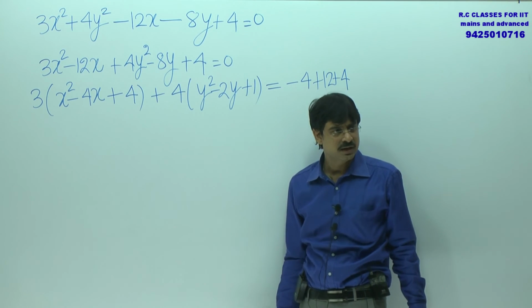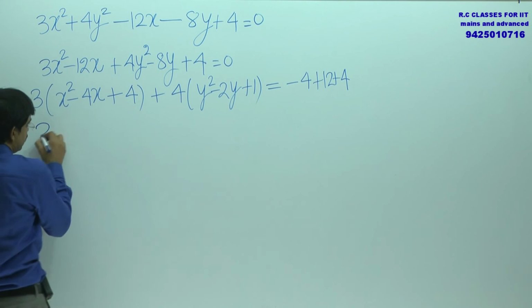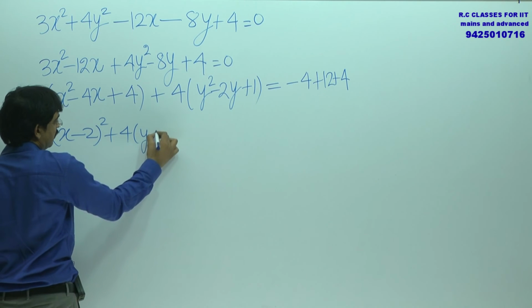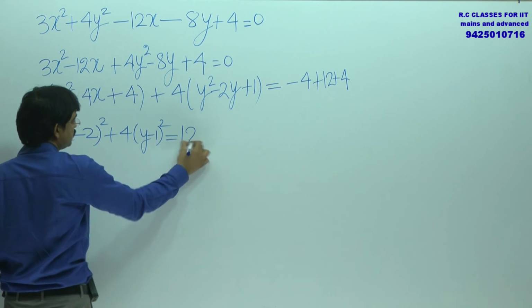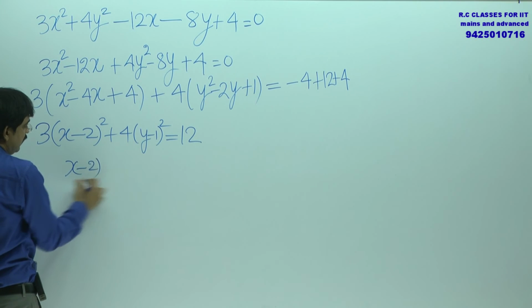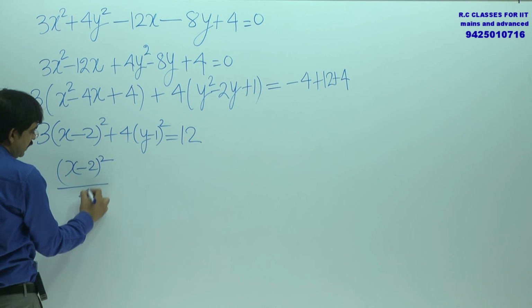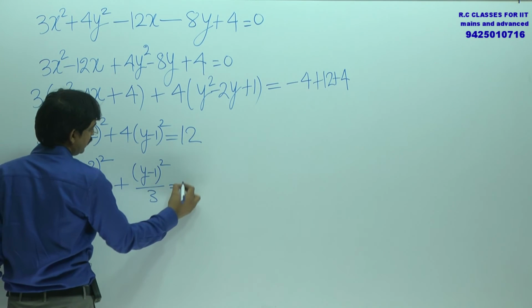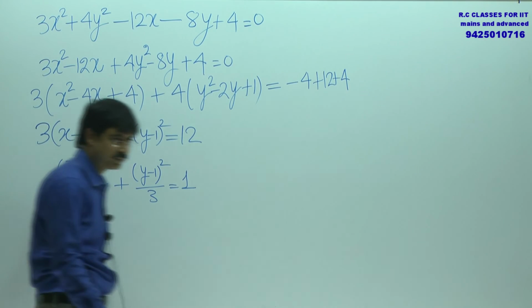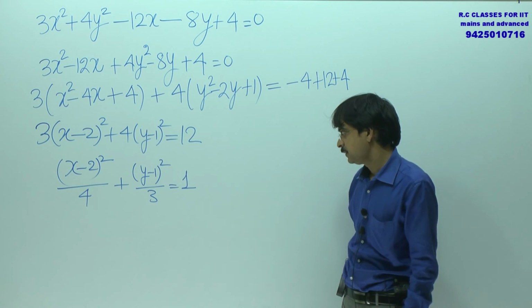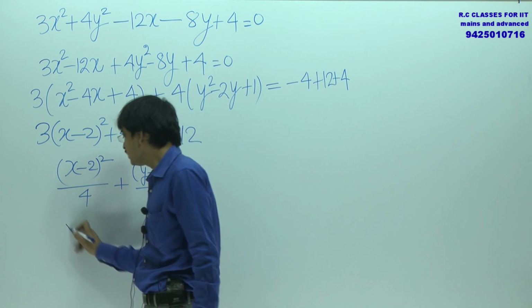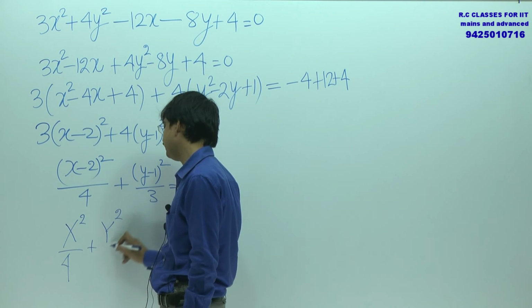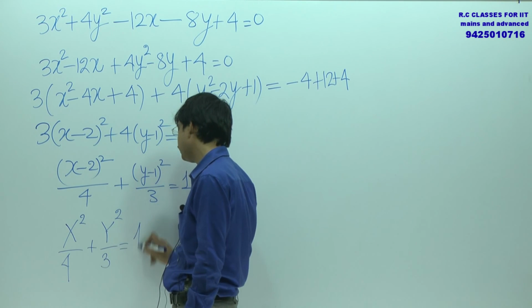चेक करिए सभी लोग ऐसे ही प्रोसीड कर रहे हैं. इट इज 3 टाइम्स x माइनस 2 होल स्क्वायर प्लस 4 टाइम्स y माइनस 1 होल स्क्वायर इक्वल्स टू 12, और यू कैन से x माइनस 2 होल स्क्वायर डिवाइडेड बाय 4 प्लस y माइनस 1 होल स्क्वायर डिवाइडेड बाय 3 इक्वल्स टू 1. ठीक, x माइनस 2 इज कैपिटल X, y माइनस 1 को रखा कैपिटल Y. इट्स अ क्लियर केस ऑफ ओरिजिन शिफ्टिंग.